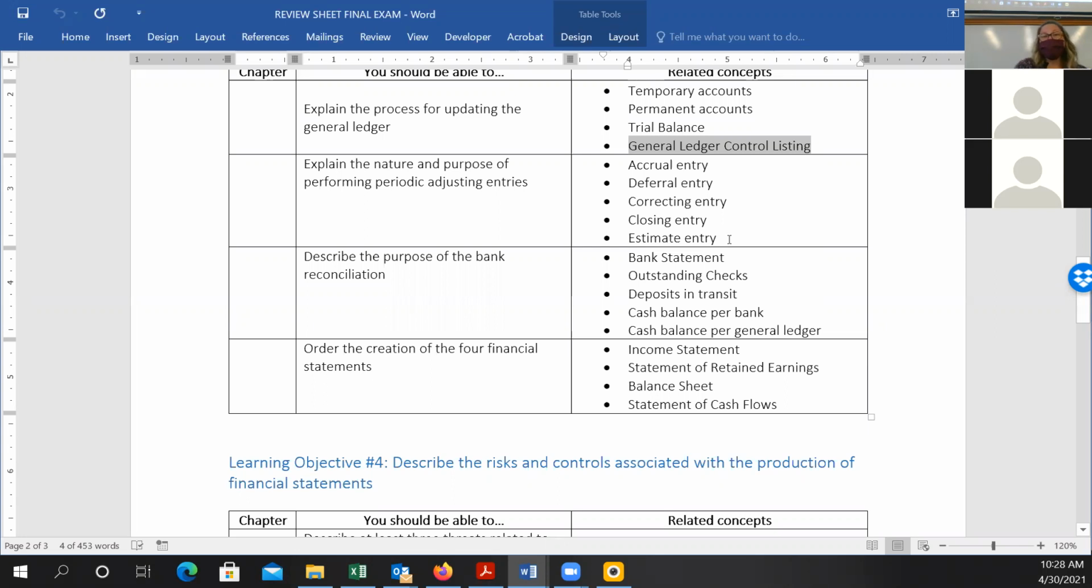So the estimate entry, we talked about those. The 2 broad categories of estimate entries were the bad debt expense, because you're making a hypothesis of what you think you're going to have to write off by the end of the year because your credit customers weren't able to pay their invoices. The other category of estimate entry is the depreciation entry.